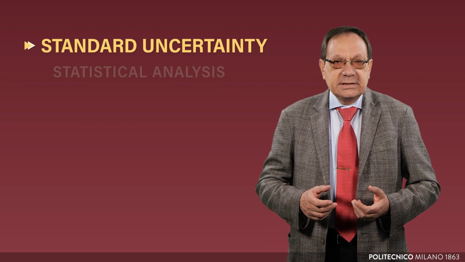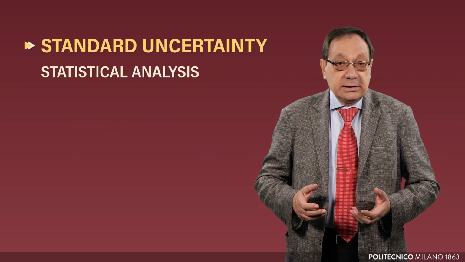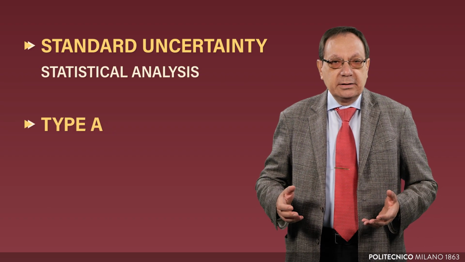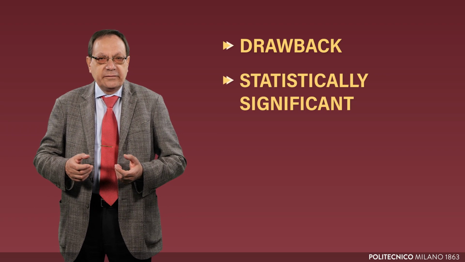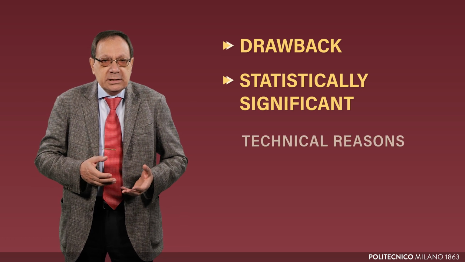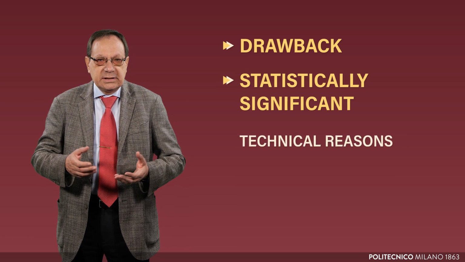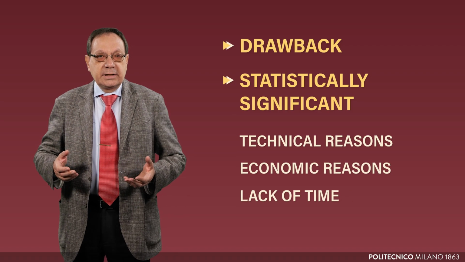We have seen in another video how to assess standard uncertainty through the statistical analysis of a series of observations, that is, by using a type A method. This method has a serious drawback. It requires a series of measurements and therefore a statistically significant number of measurements, which is not always possible for technical reasons, for example in the case of destructive testing, or for economic or time constraints.